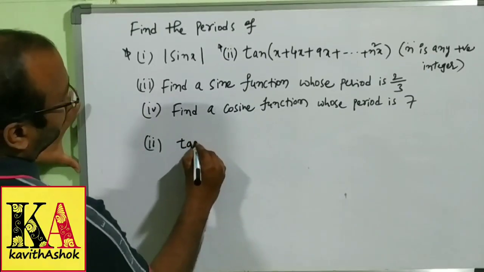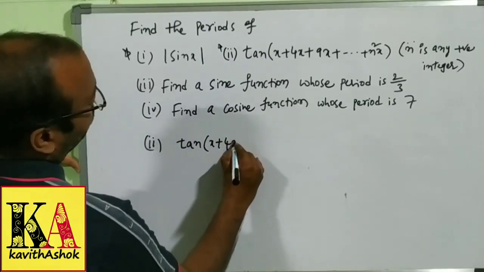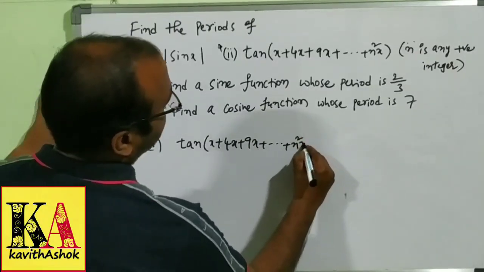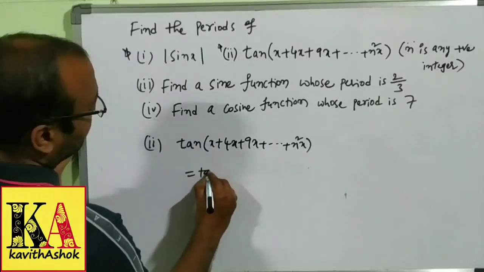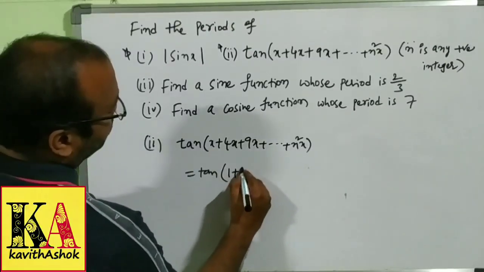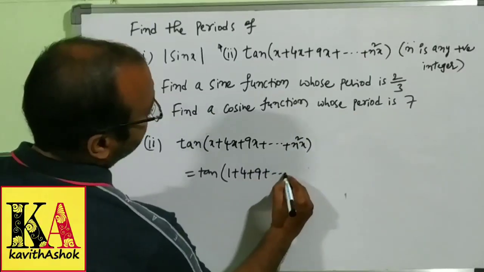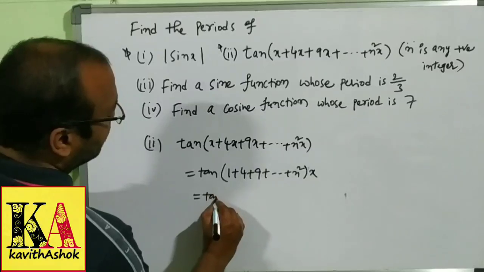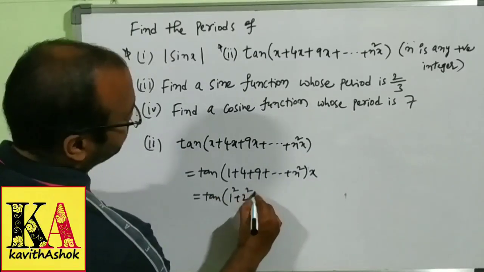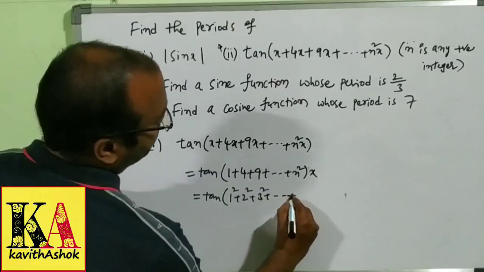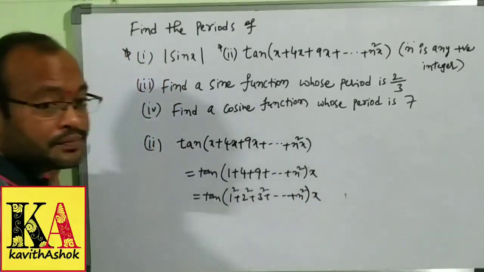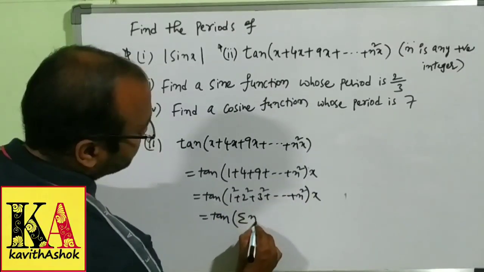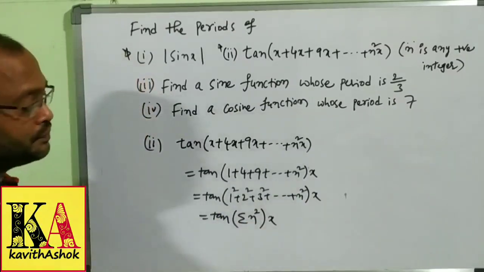Tan of x plus 4x plus 9x plus so on and square x. I am writing this as tan of 1 plus 4 plus 9 plus so on and square of x. Now this is tan of 1 square plus 2 square plus 3 square plus so on n square into x. Now this is tan of summation of n square, sigma n square into x.